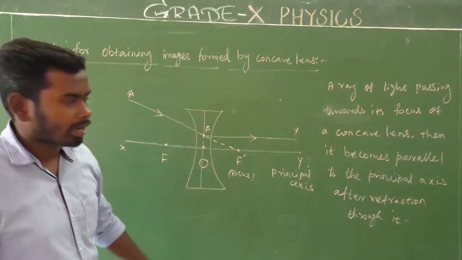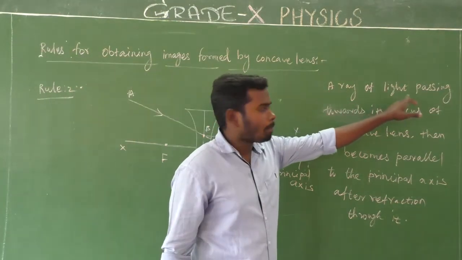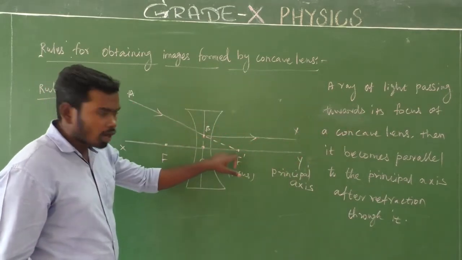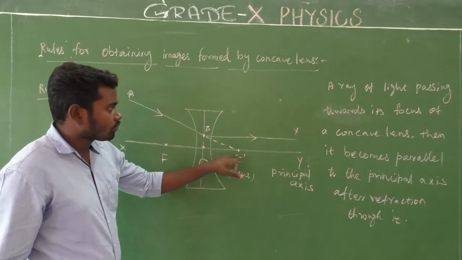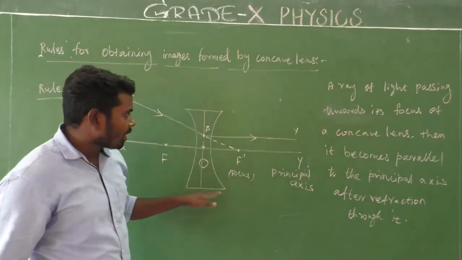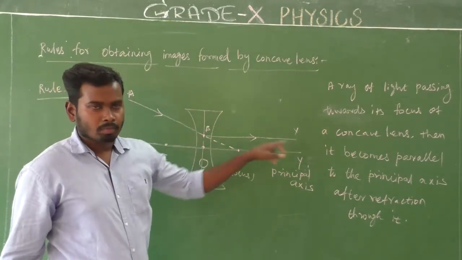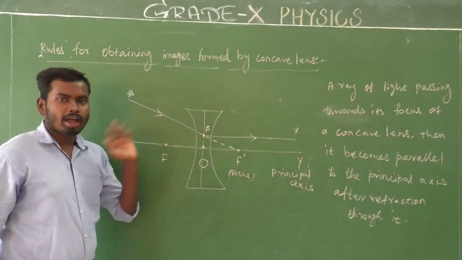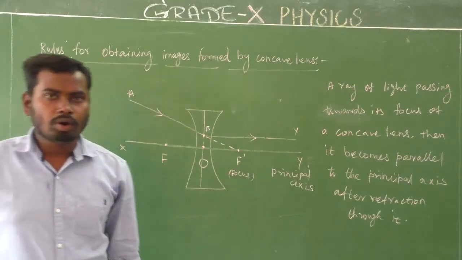This is the second rule. Look here. A ray of light passing towards its focus, this is the focus here, towards its focus of the concave lens, then it becomes parallel to the principal axis after refraction through a concave lens.